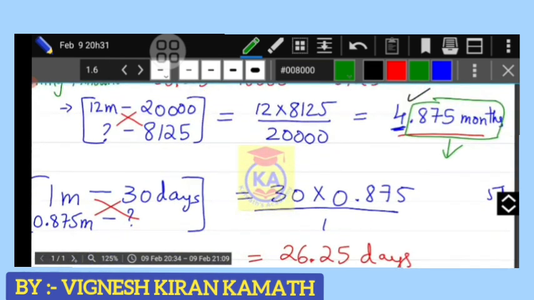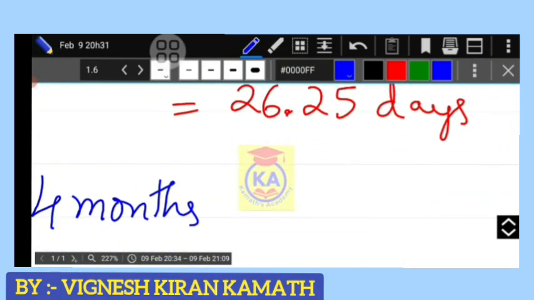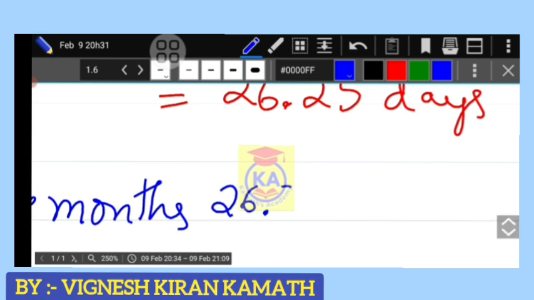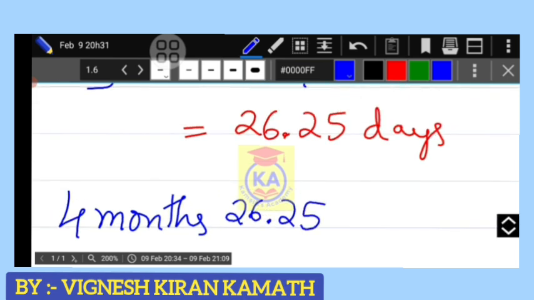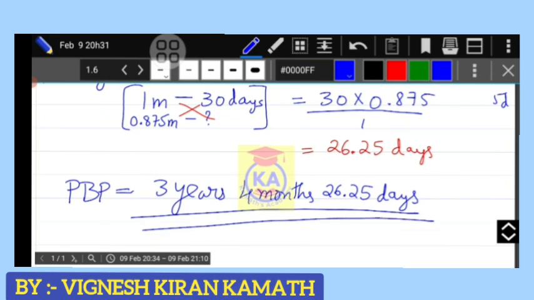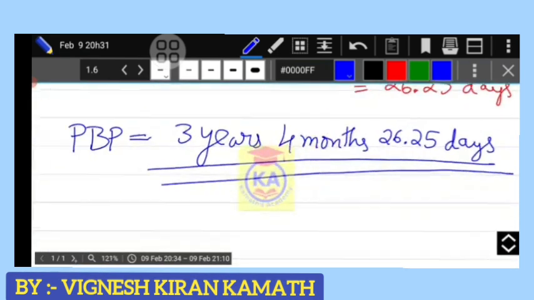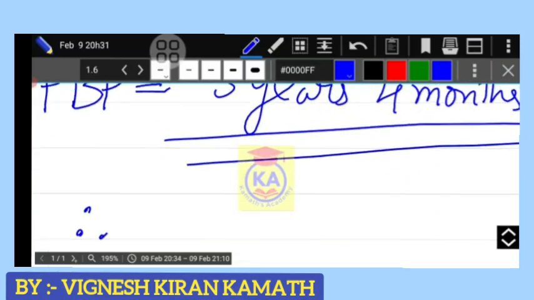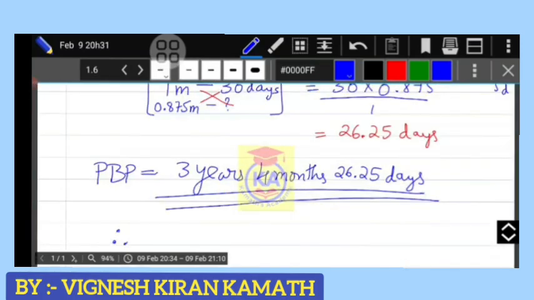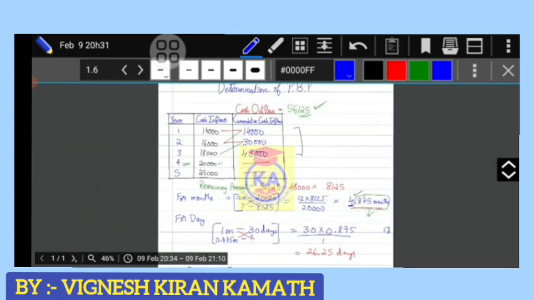Okay, now instead of this 0.875 months, we are taking 26.25 days. Okay, right, like this only. Okay, so this is the answer. Payback period is, therefore, the same conclusion as earlier: it takes 3 years, 4 months and 26.25 days to get back the invested amount.